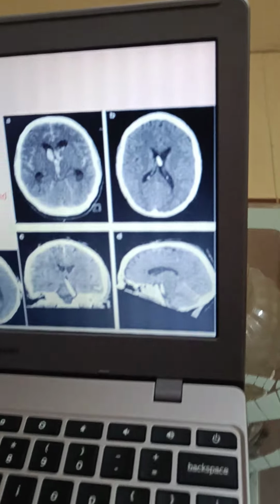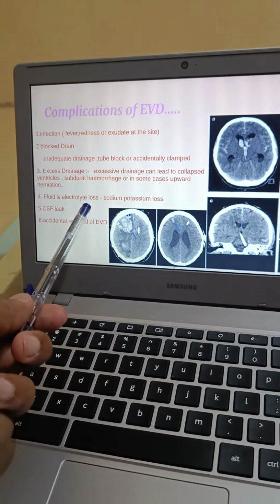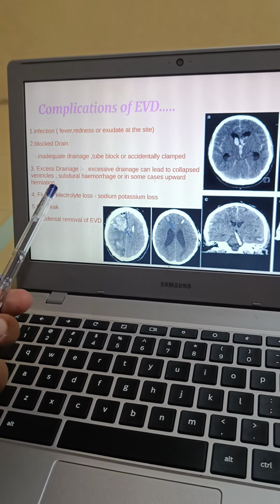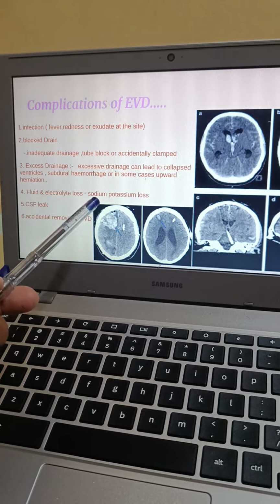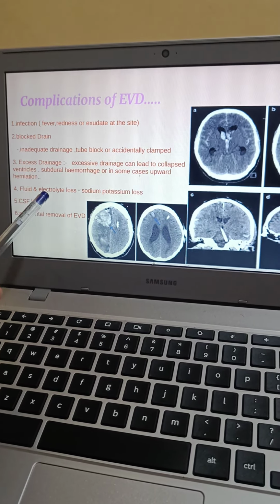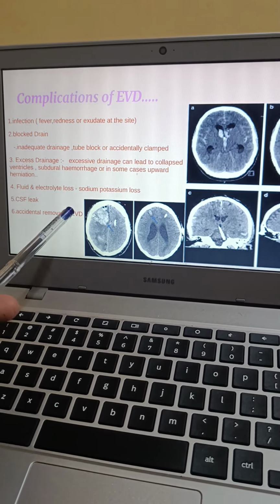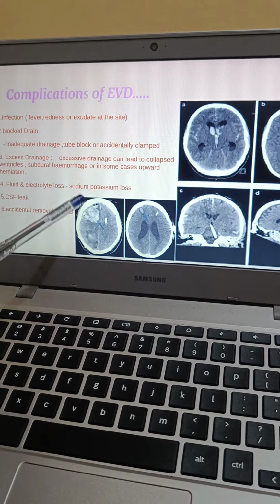Because we are continuously removing CSF, what does CSF do? It maintains our brain circulation and provides nourishment to the brain. That is in simple meaning: CSF is the thing that feeds the brain.